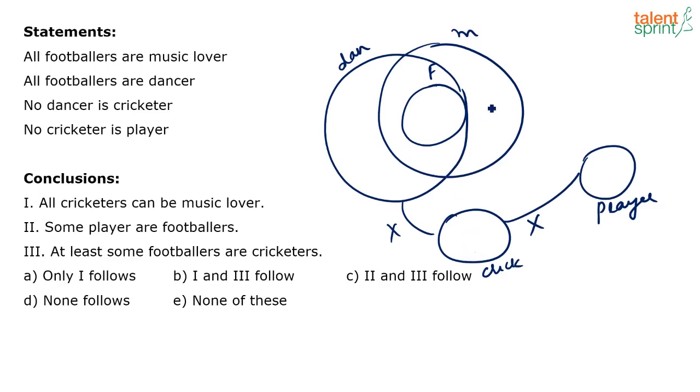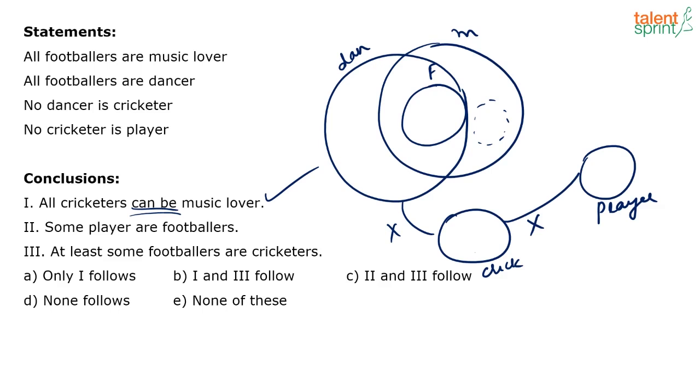Yes, it can happen, no? Cricketers can be here like this. All cricketers can be music lover, because they are only saying that dancers and cricketers should be disjoint sets, right? Again, can be is a possibility. All cricketers can be music lover. That's a possibility, correct? Now if they say all cricketers are music lover, then they're trying to say something definite. So you should not take that. Here can be a music lover. Yes, that is a possibility. So that's true.